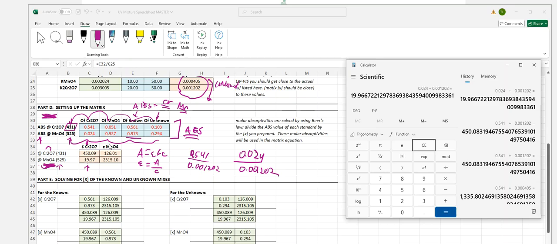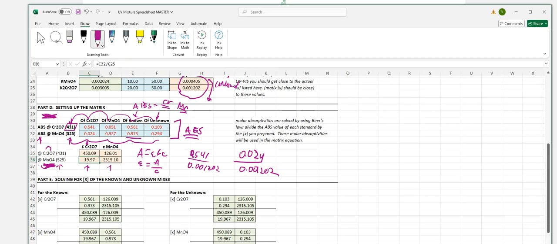So I'll do the same thing for this side of that table. These are the manganese solutions. And it's manganese's absorptivity at chromium's wavelength and manganese molar absorptivity at manganese's wavelength. Again, that's how that chart is ordered.